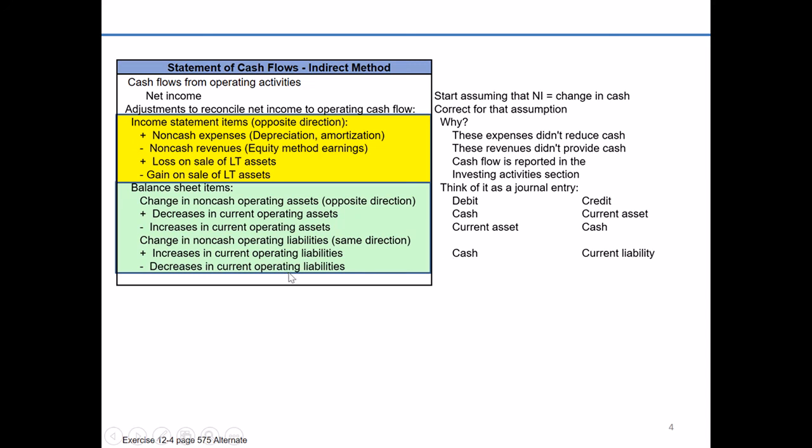On the other hand, if we have a decrease in a current operating liability, let's say, for example, a decrease in accounts payable, well, think about it. If we're decreasing accounts payable, we're debiting accounts payable with their current liability, and we're paying it off with cash, so we're crediting cash. So hopefully that somewhat explains some of the logic behind it, because I think if you just try to memorize the rules, it makes it hard, but if you understand a little bit of the logic, it might make it easier to understand how to execute these adjustments.